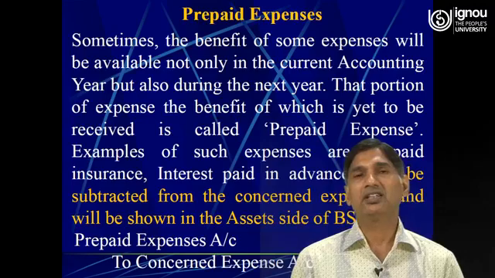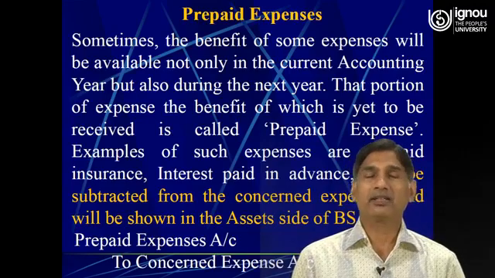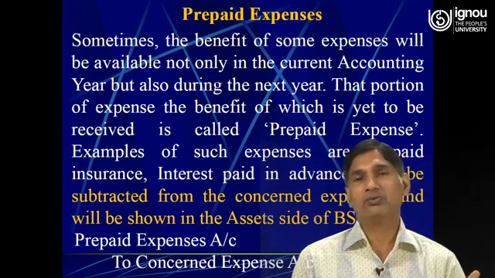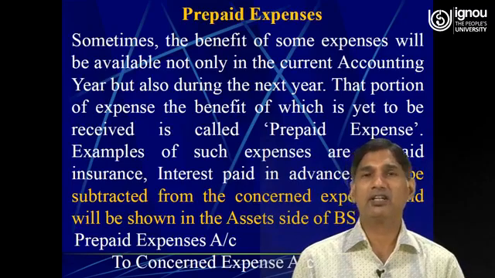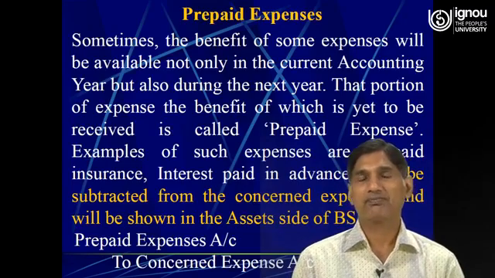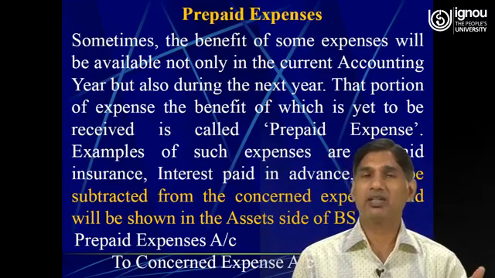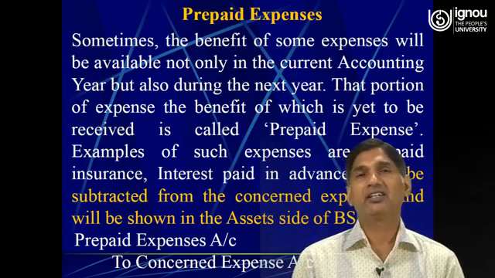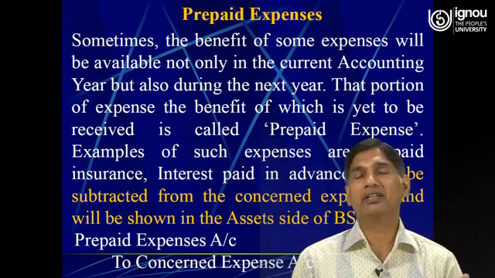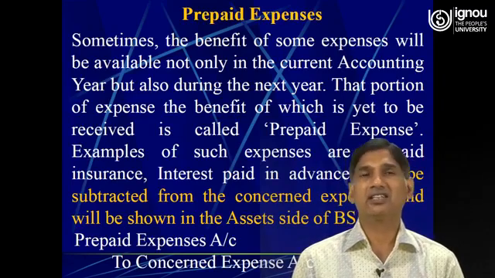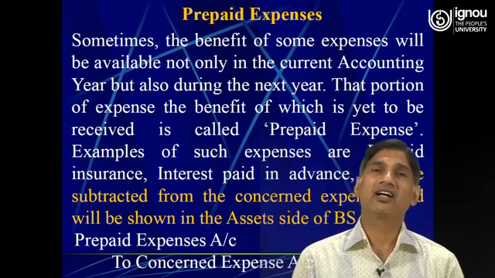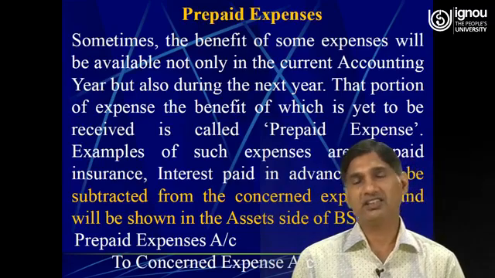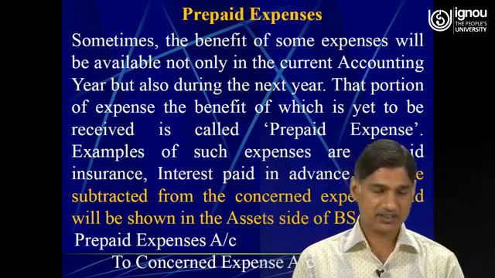So here the prepaid expenses will be subtracted from the concerned expenses. Say for example, if it is prepaid insurance, so insurance is an indirect expense. So the prepaid insurance will be subtracted from the amount of insurance which is given in the trial balance, and then the portion of the prepaid expenses will be shown in the asset side of the balance sheet under the head current assets. The journal entry again will be reverse.